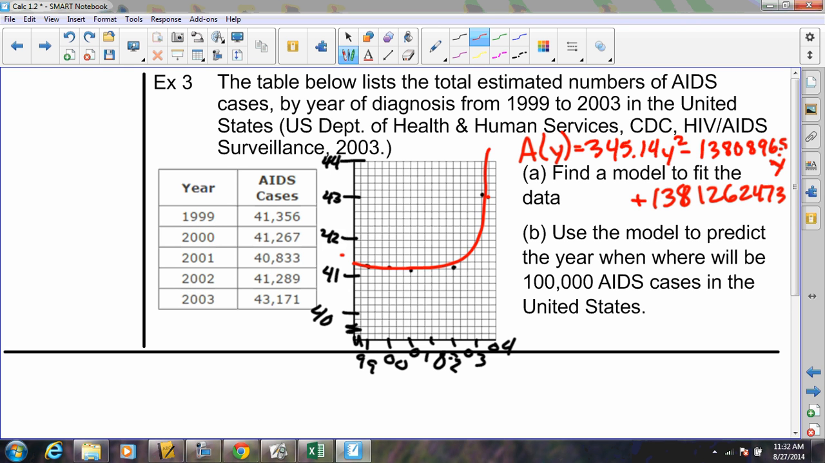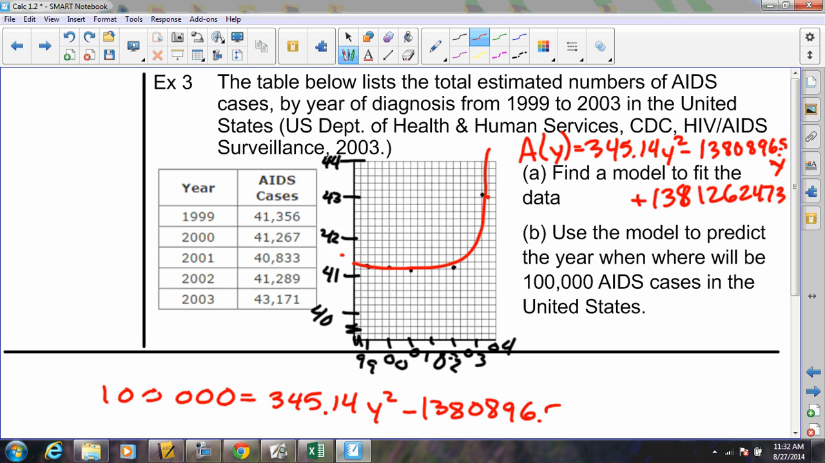Yep. So use this model to predict when is this going to hit 100,000 AIDS cases. So we're saying, when is it that we get 100,000 equal to 345.14 y squared minus 13808.965 y plus 138,126,2473. When is that true?